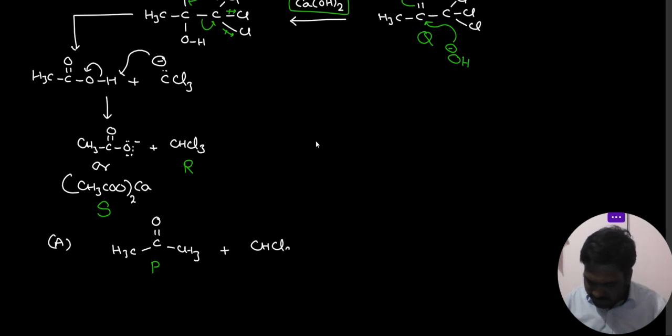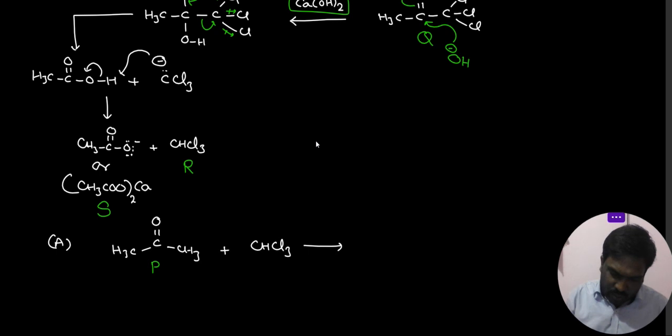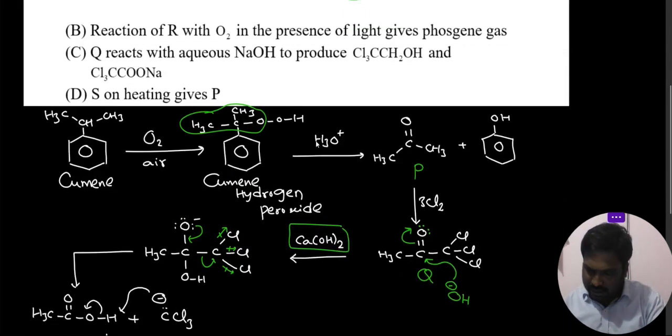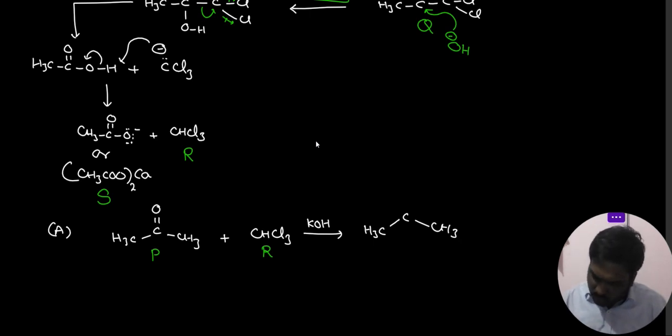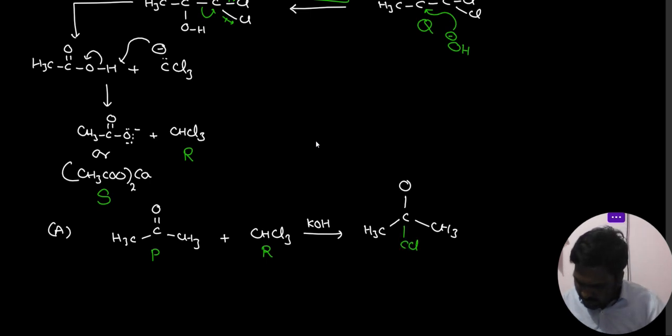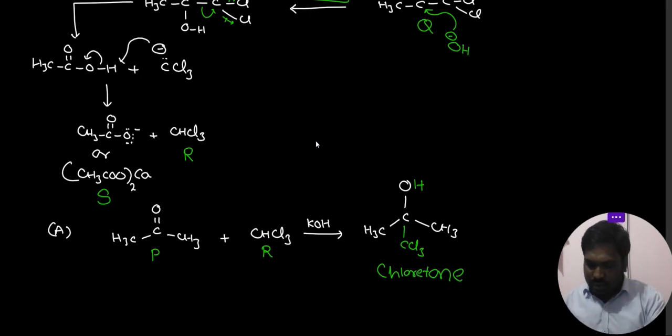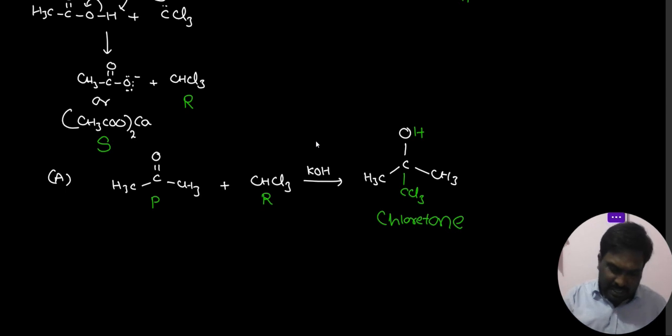So chloroform, CHCl3, in the presence of KOH. Then which compound is formed? Chloretone. Here CCl3, here OH. What is its name? Chloretone. Understood? So now, statement A is right.